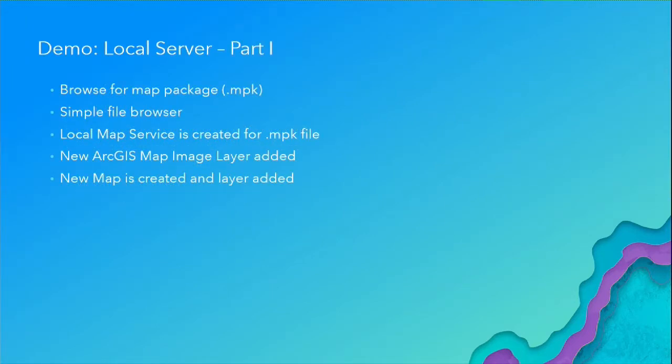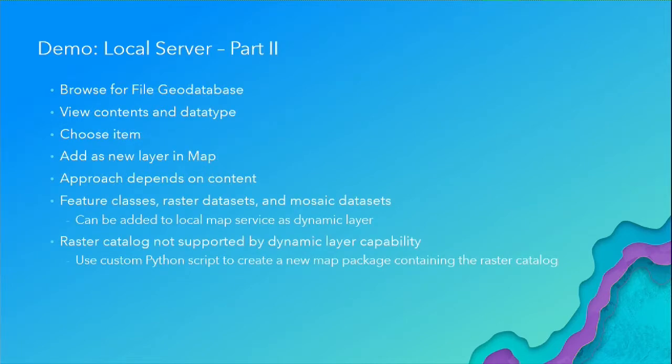Okay, so part 1 was browsing for a map package, just a simple file browser, and then creating a local map service for that MPK file. Part 2 was browsing for the file geodatabase, viewing the contents and the data type, choosing an item and adding that as a layer to the map. One thing to say is the approach depends on the content, actually. So feature classes, raster datasets, and mosaic datasets can be added to a local map service as a dynamic layer.